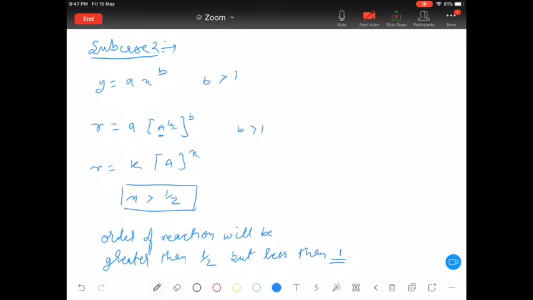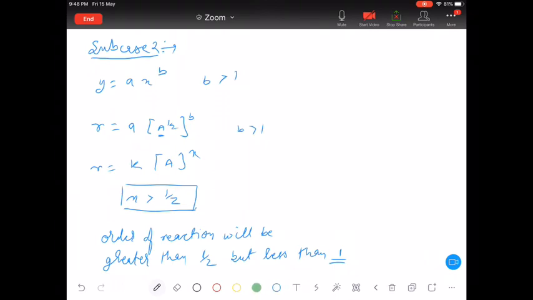Why are we taking this sub case? Because the first time when we plot the R versus A curve, we obtained that the order of reaction is less than 1, and when we plot R versus A to the power 1 by 2, if we obtain such a curve, sub case 2, then we can say that the order is greater than 1 by 2, and we already know that it is less than 1. So now again we have to do one more iteration, correct? Here sub case 3 we can obtain.